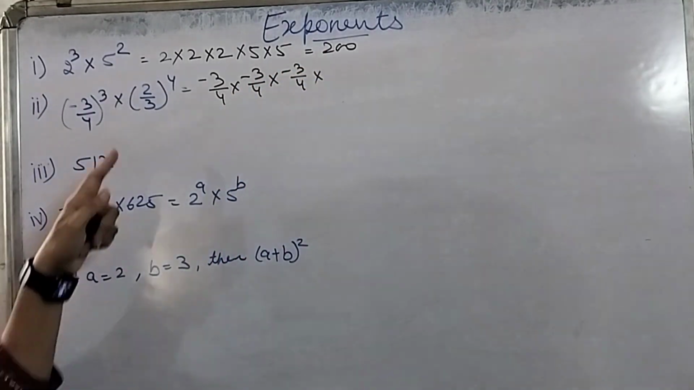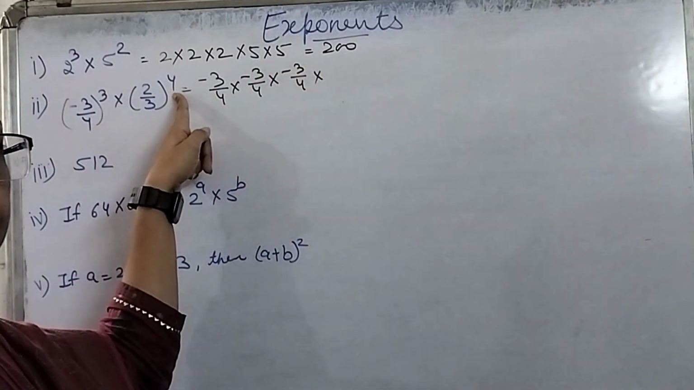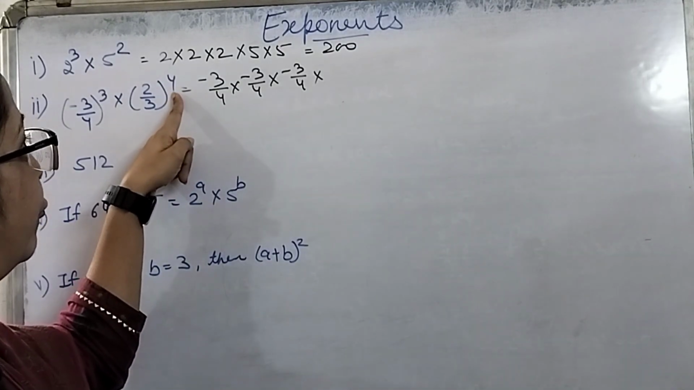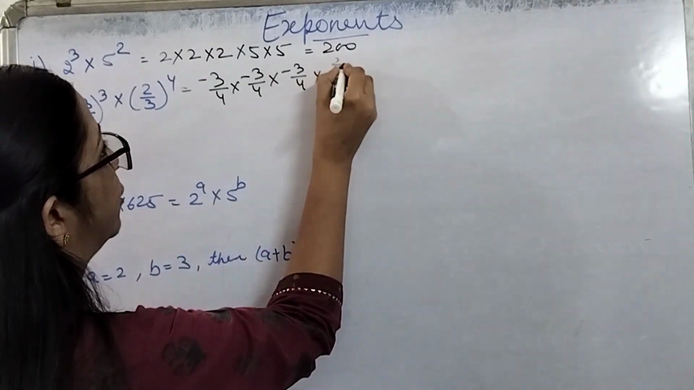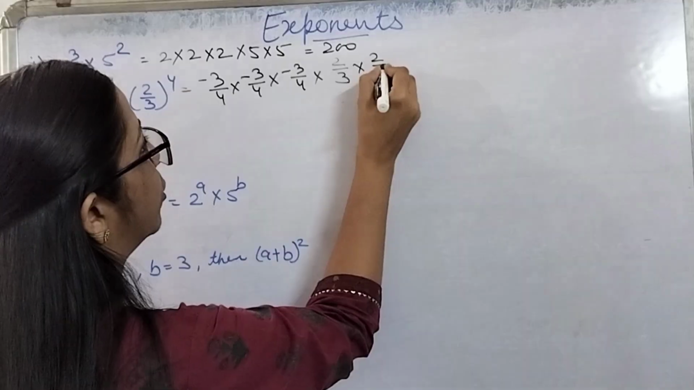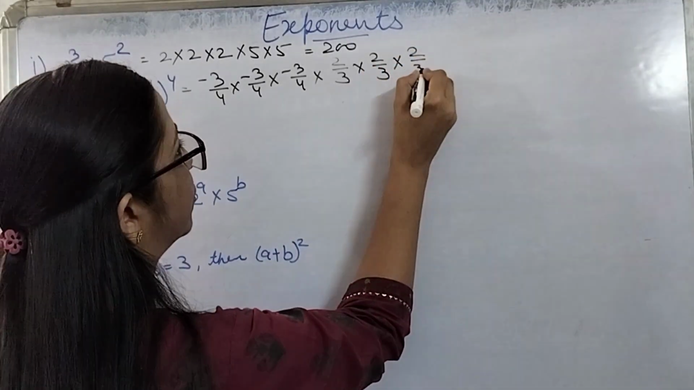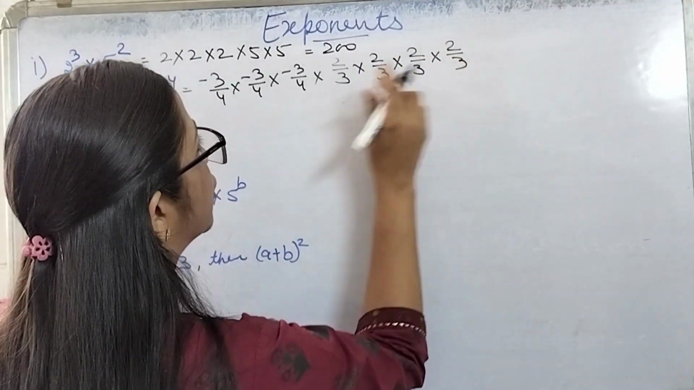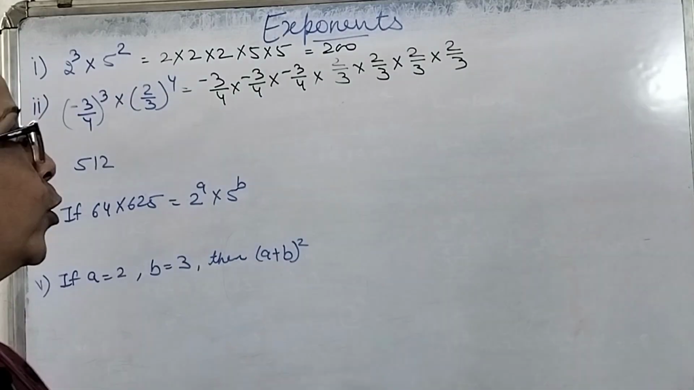Now multiplied by 2 upon 3, which is multiplied 4 times because over here the exponent is 4. That means multiplied by 2 upon 3, multiplied by 2 upon 3, multiplied by 2 upon 3, multiplied by 2 upon 3. So we have multiplied 2 upon 3 four times.